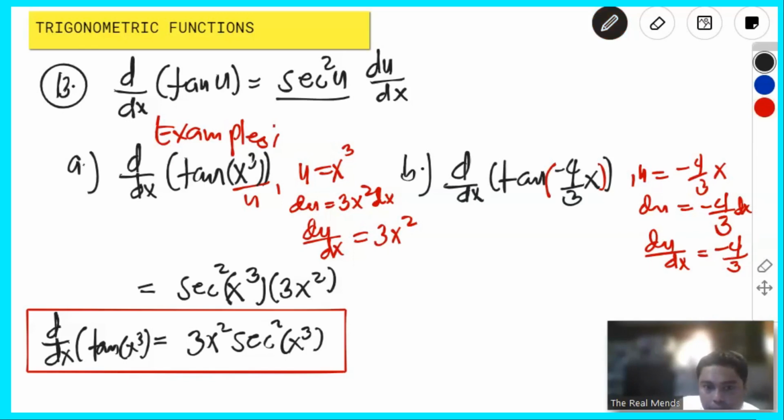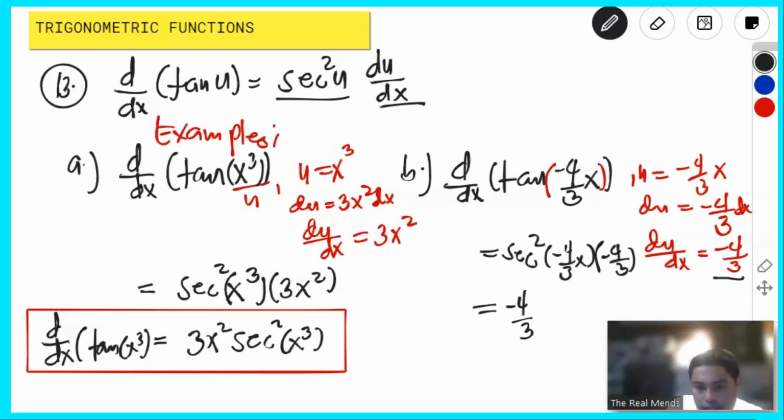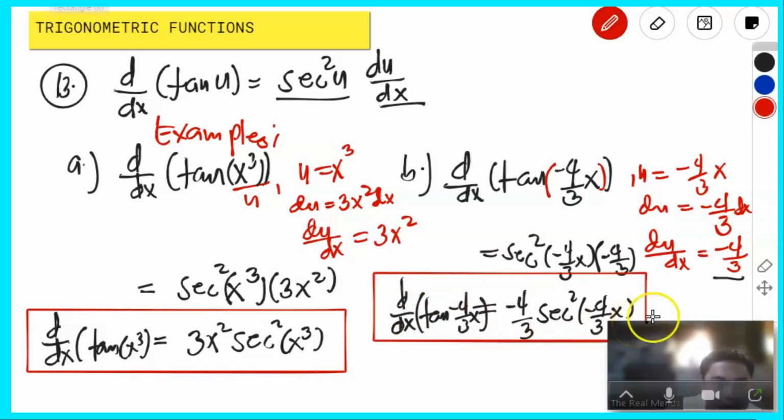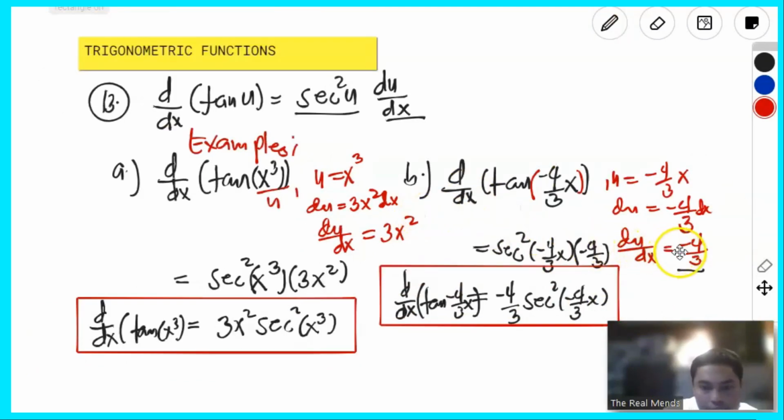Okay, from that we have the formula again, secant squared u, that is secant squared of negative 4 over 3 x, and then du over dx is just negative 4 over 3. Okay, from that our answer will be negative 4 over 3 and then secant squared of negative 4 over 3 x. That is the answer for tangent of negative 4 over 3 x. So that's how we're going to solve to get the derivative for tangent of any variable.